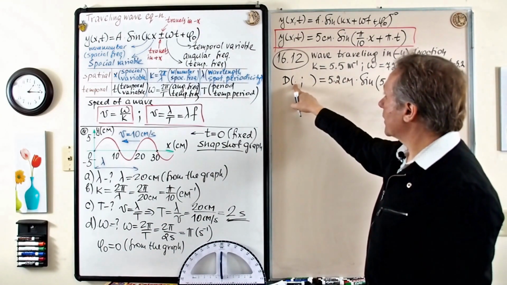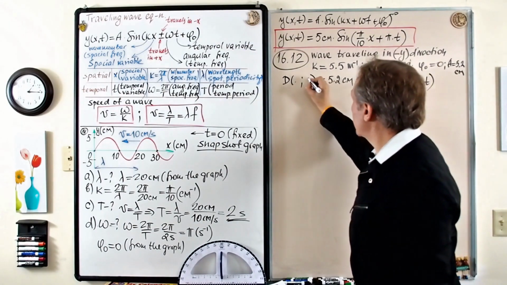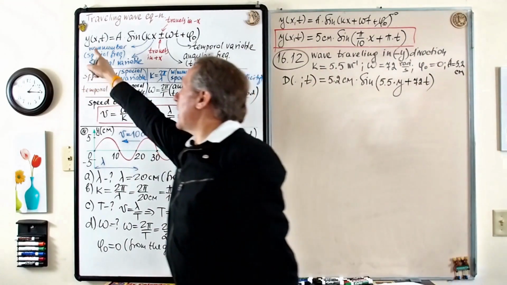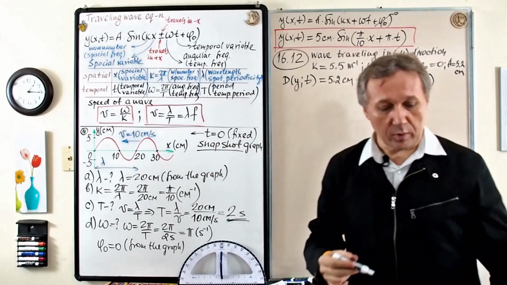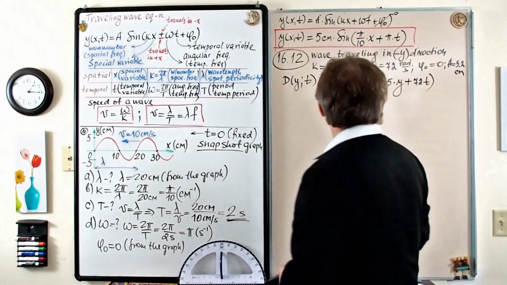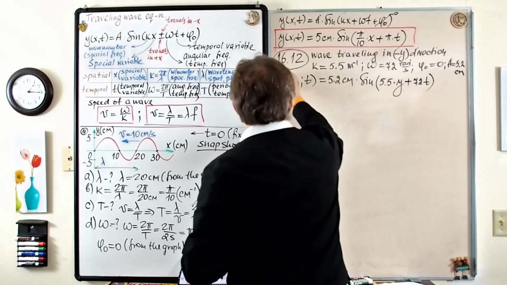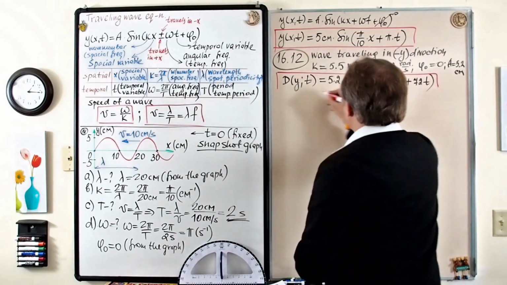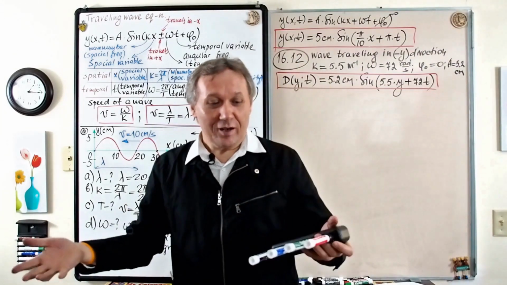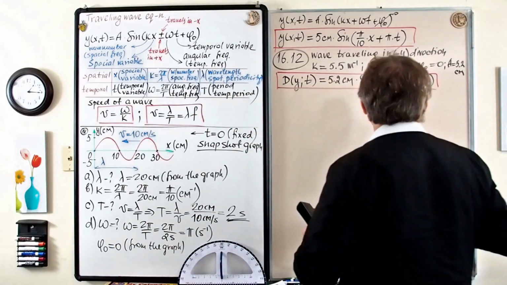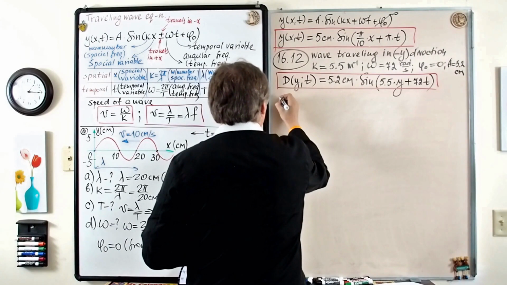And now I can write the function of t, of course, but now instead of x we have y, because this wave propagates along the y direction, right? So that's the traveling wave equation. Let me frame it, and now we need to answer the questions which the problem asks. All right, so first, part A.